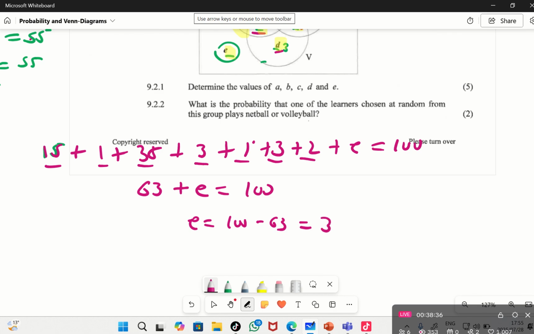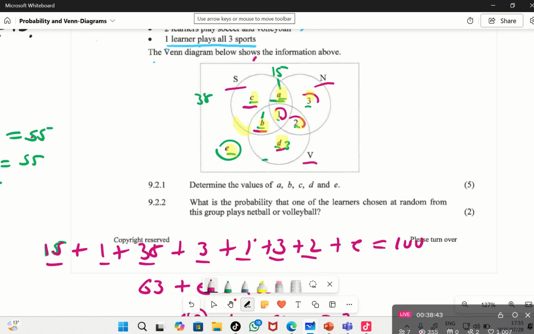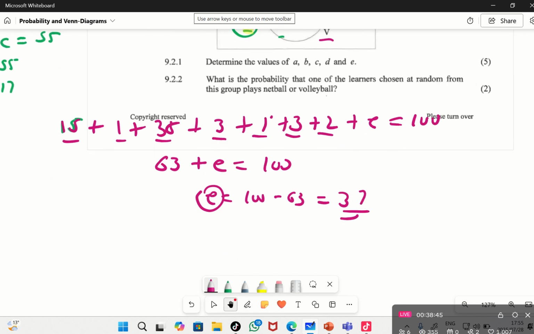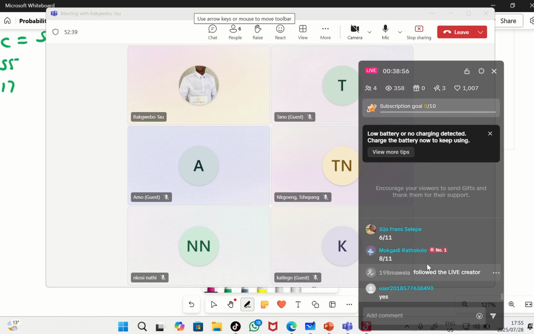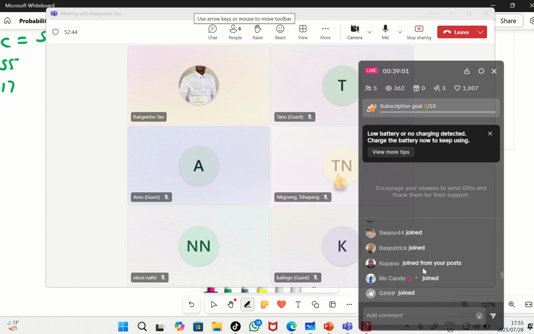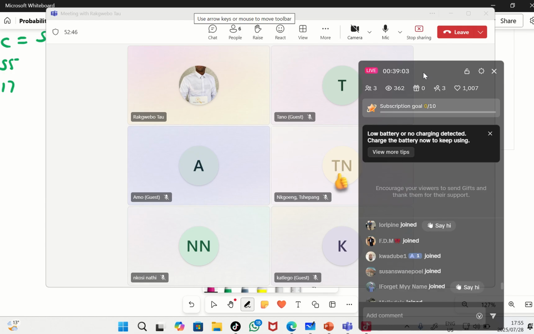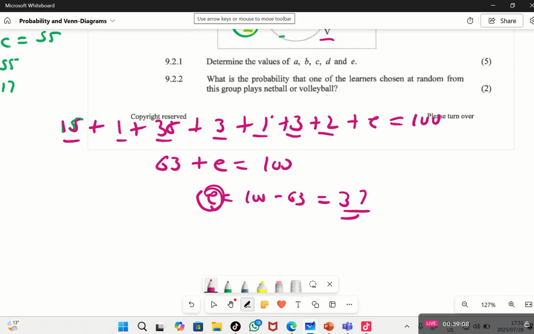37. So therefore, the number of learners who don't play soccer, netball, nor volleyball is 37. Happy. The whole class is happy. Are you happy? Yes, yes, yes, yes. We're all happy. So, sharp. So this is the E.